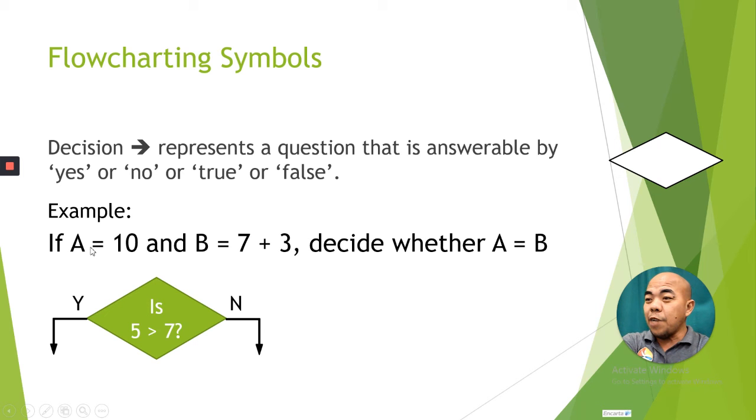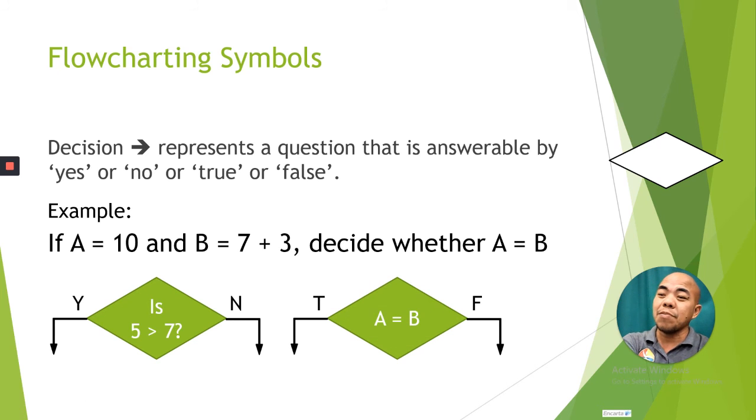Another one, A is equal to 10 and B is equal to 3. We're going to let the flowchart decide whether A is equal to B. Are they equal? Okay, let's find out. So here we have the decision A is equal to B. If the answer is true, then it goes through here. If the answer is false, then it goes through here. And we both know that the answer is true because 7 plus 3 is equal to 10, and A is equal to 10 and B is equal to 10 now. So it's true.